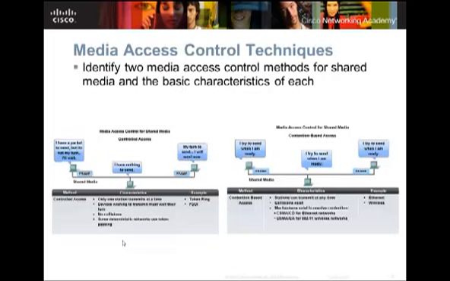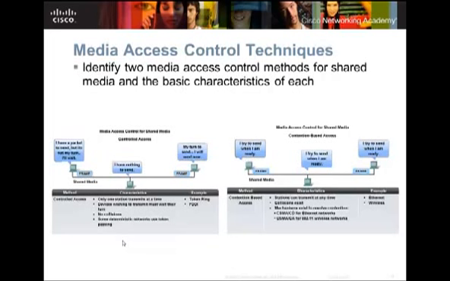This is great because we're not going to have any collisions, but it can be a slower process because only one can communicate at a time, and we must wait our turn in order to get that token. The other type of access is contention-based access. And there's two types of contention-based access.